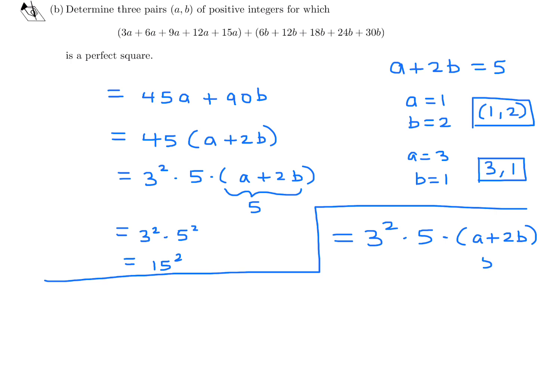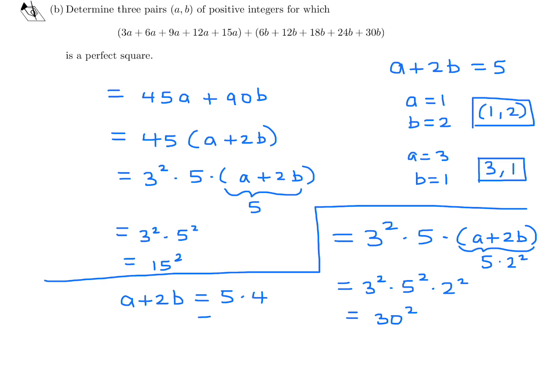If this, for example, is 5 times a perfect square, like 4, that would do it, correct? Because this would now become 3 squared times 5 squared times 2 squared, and that is 30 squared. So now my task is to make this equal to 5 times 2 squared. And like I said, there's an infinite number of ways of doing this, a third pair. But just make it easy for yourself. A plus 2b is now 5 times 2 squared, which is 5 times 4. So that means a plus 2b is 20.